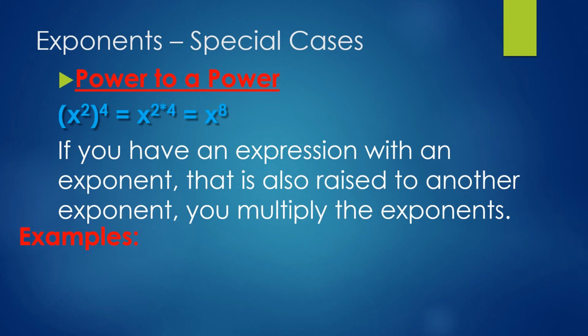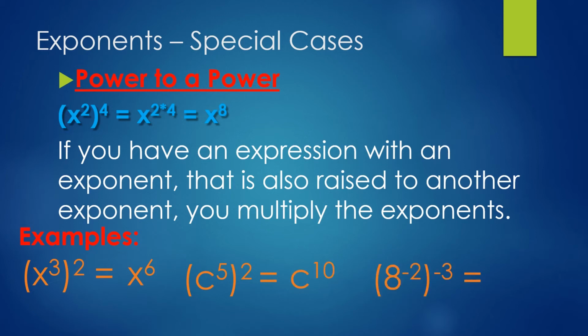So here's some examples. X to the 3rd power raised to the 2nd power. So it'd be x to the 3 times 2, or x to the 6th power. C to the 5th power raised to the 2nd power would be 5 times 2, so we have c to the 10th power. And 8 to the negative 2 power raised to the negative 3: negative 2 times negative 3, same sign as positive, 8 to the 6th power.